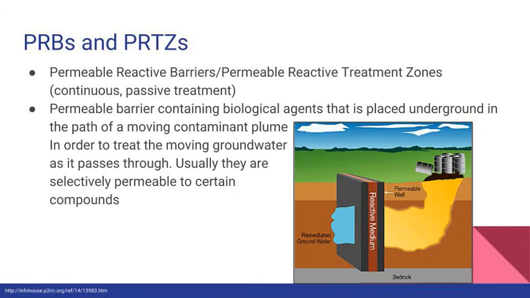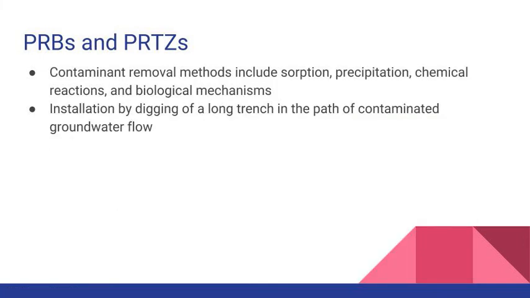PRBs and PRTZs are permeable reactive barriers that function as an in situ passive treatment method. These reactive barriers contain biological agents that are placed underground in the path of a moving contaminant plume in order to treat the moving groundwater as it passes through. Usually these are selectively permeable to certain compounds. Contaminant removal methods include sorption, precipitation, chemical reaction, and other biological mechanisms. PRBs are installed by digging a long trench in the path of contaminated groundwater flow to place the treatment barrier.